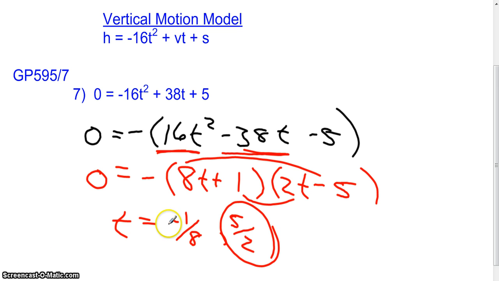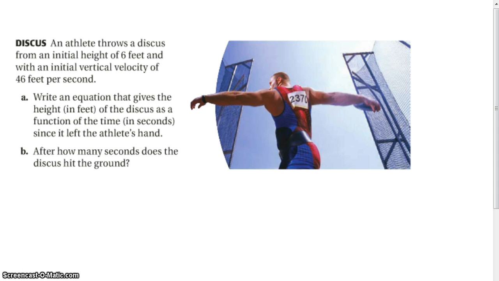So if you're in a real world problem, not just a random equation like this, you would want to choose the reasonable answer. Okay, here we go. We're looking at a problem from the book. And here we have a discus thrower. So a discus, like anything else thrown, forms the same shape we've talked about, which is a parabola.